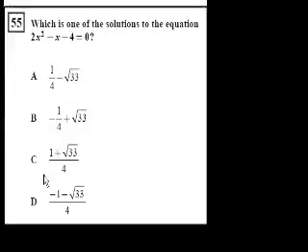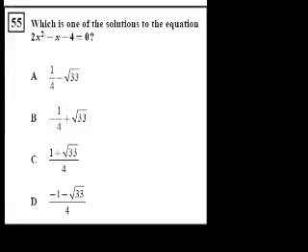Problem 55. Which of the solutions? Okay, so then I'll put all the choices down. Which is one of the solutions to the equation? Immediately when you see all of the choices, they have these square roots and all of that. This isn't something that you would factor. You would use a quadratic equation here.